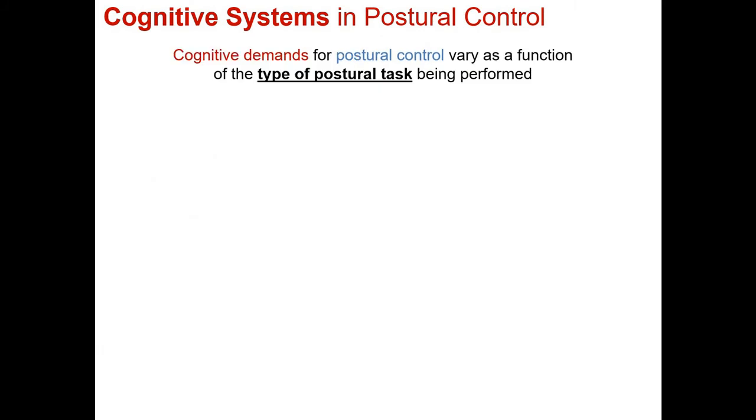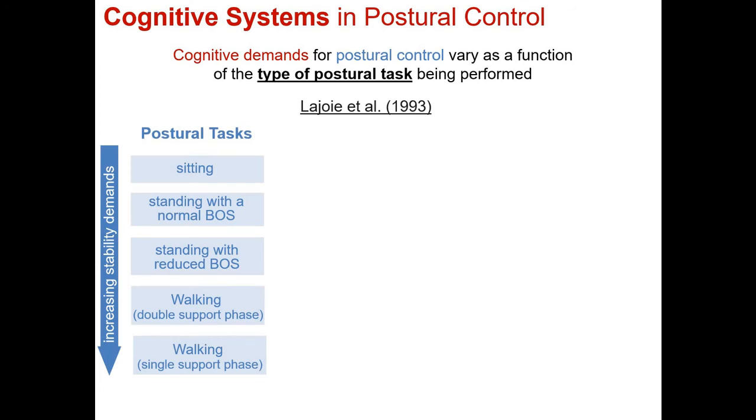Now, let's look in more detail at how cognitive demands for postural control vary as a function of the type of postural task being performed. We just saw that sitting is less cognitively demanding than tandem stance standing. Let's expand upon this distinction and look at an array of tasks that represent a progression of task difficulty. Sitting at the top is very biomechanically stable, since the posture of the body is supported by the chair. At the other end of the continuum we have walking. Note, we're looking at two parts of walking here, in the bottom two entries. Walking during the double support phase and walking during the single support phase.